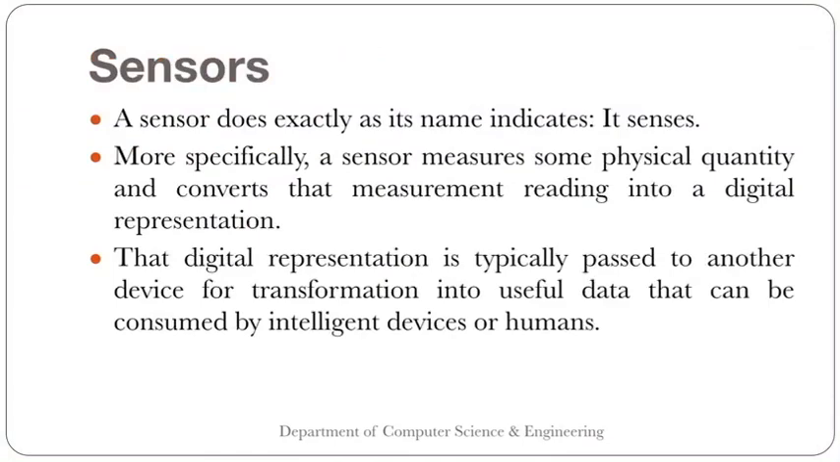So basically, it is going to measure some physical quantity and represent that in a digital representation, and then it can transmit it to some particular device, or display it so that a human can easily understand what it has measured. For example, a temperature sensor is measuring the physical quantity which is temperature and giving us a reading in degrees centigrade or something.